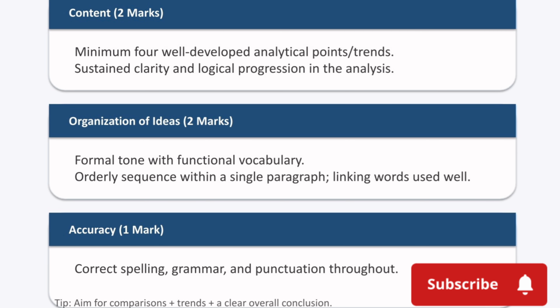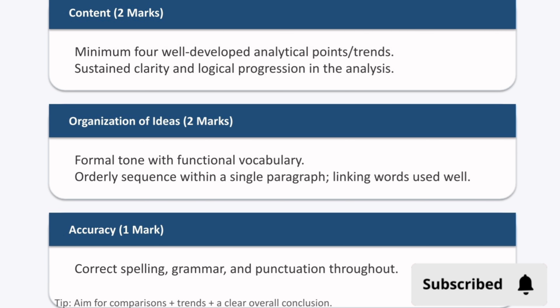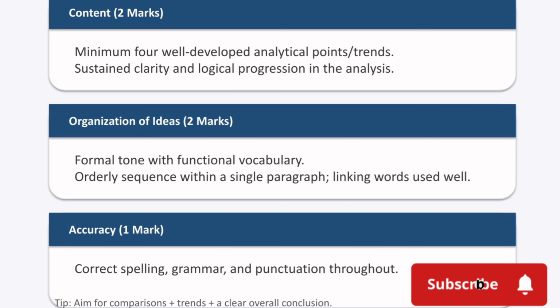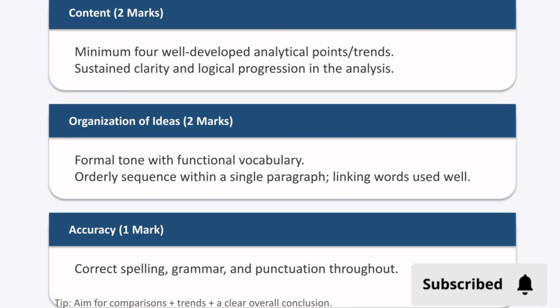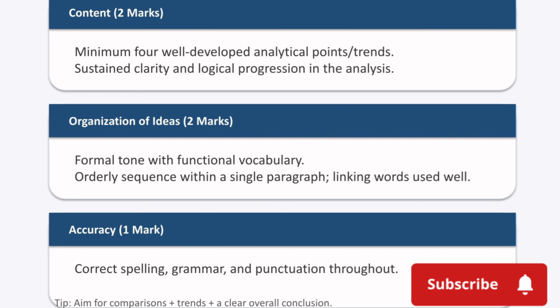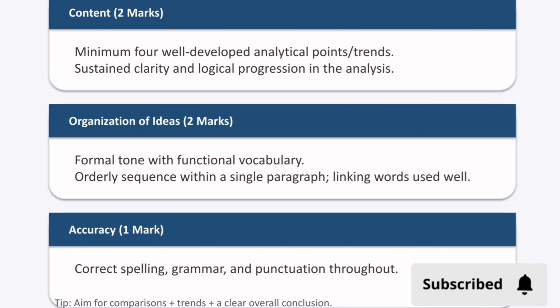This means using a formal tone, proper sequence, and effective linking words. 1 mark is awarded for accuracy, which includes correct grammar, spelling, and punctuation. Therefore, clarity, structure, and correctness are essential for full marks.